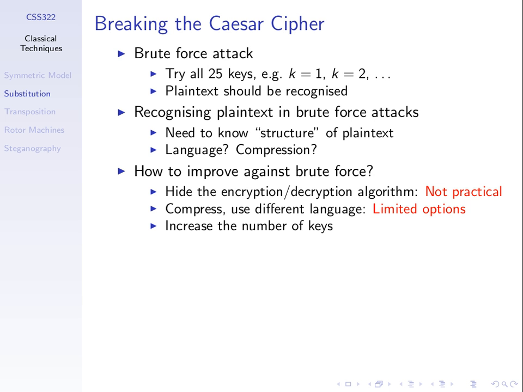Used for encryption or decryption. Well, it's not practical in today's world.